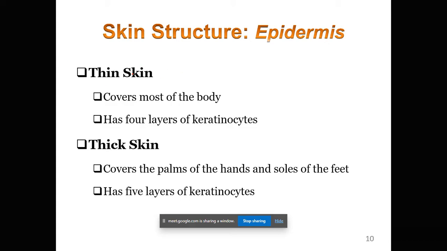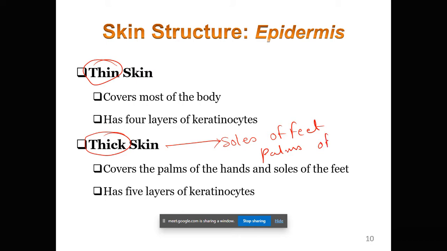Depending on the friction which is present, the skin can be of two types, that is thin skin and thick skin. At the palms and at the soles, where the friction is more, the type of skin is thick skin. So the soles of the feet and palms of the hand, you will find thick skin. And why is thick skin present? Because friction is more.